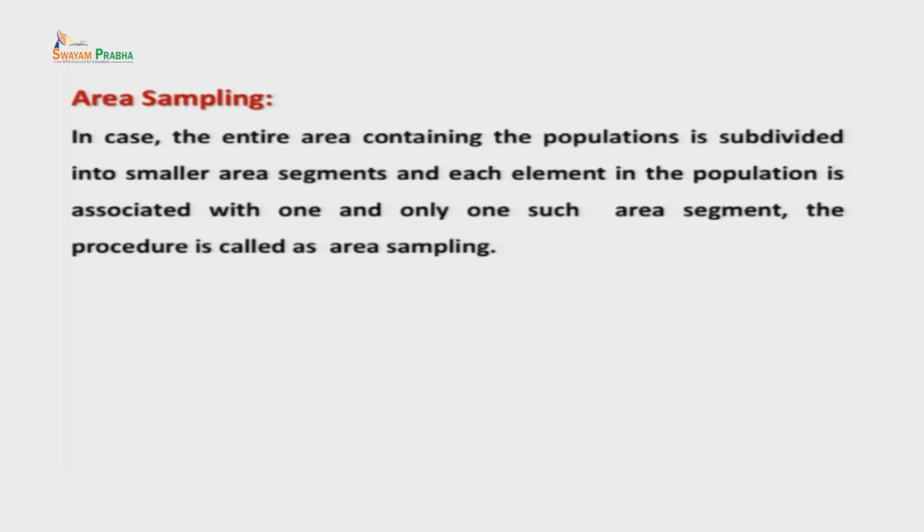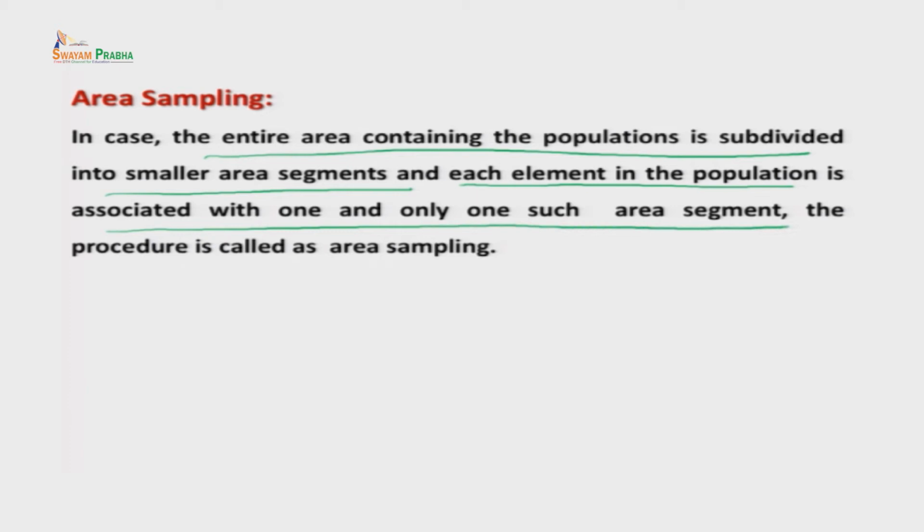Well, this was about the methodology of the cluster sampling. Now, when you are trying to do this cluster sampling, and particularly when you are trying to deal with areas, it is possible that all those areas may become like a cluster. So, in case the entire area containing the population is subdivided into smaller area segments, and each element in the population is associated with one and only one such area segment, this procedure is called area sampling.